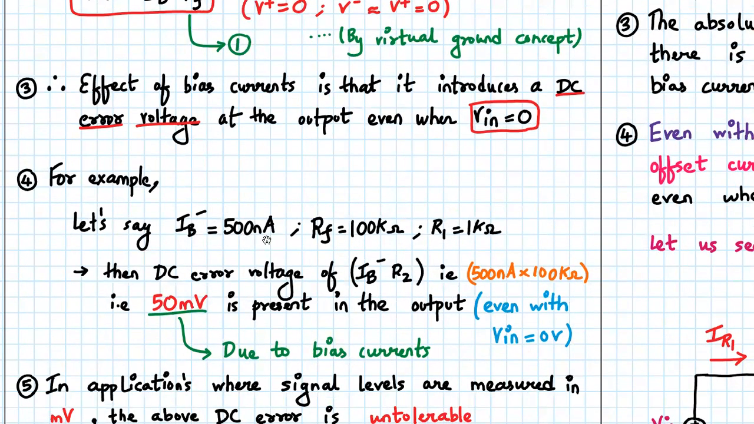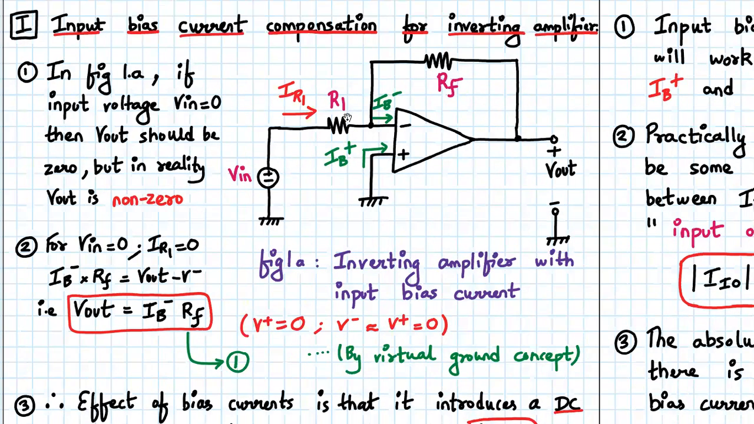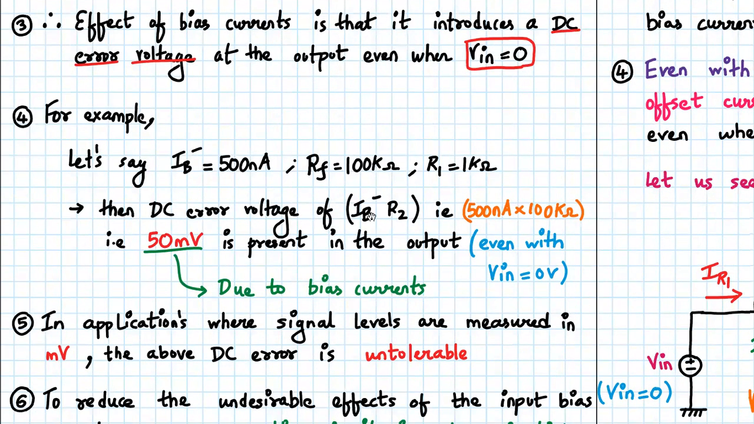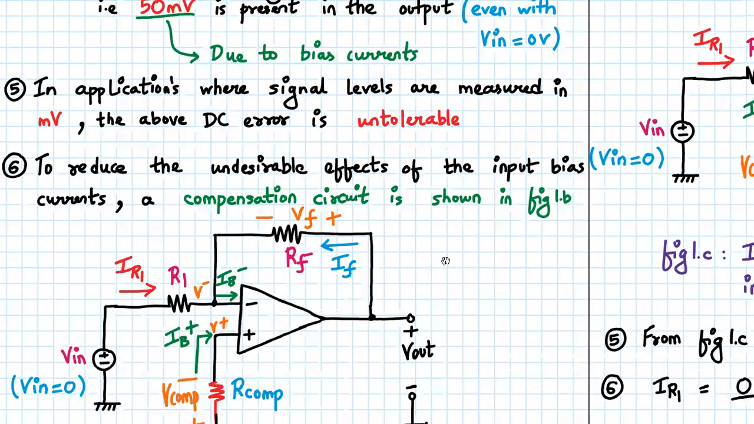IB minus maximum value is 500 nanoamperes. And let's consider RF over here as 100K and R1 as 1 kilo ohm. So the DC error voltage of IB minus into RF, that is 500 nano into 100K, that is 50 millivolt DC error voltage is present at the output even with Vin equal to 0. So in applications where signal levels are already measured in millivolts, the above DC error will be intolerable.